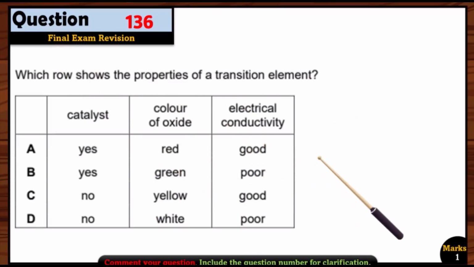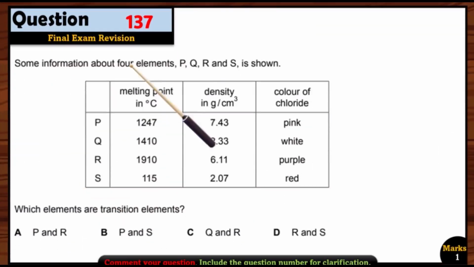So that's why we are just left with option A. Question 137. Some information about 4 elements P, Q, R, and S is shown here. Which elements are transition elements? So first of all, all of them are colorful, right? Except this one. So Q, now we have to reject this option.